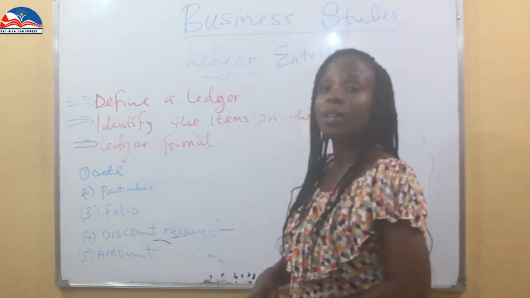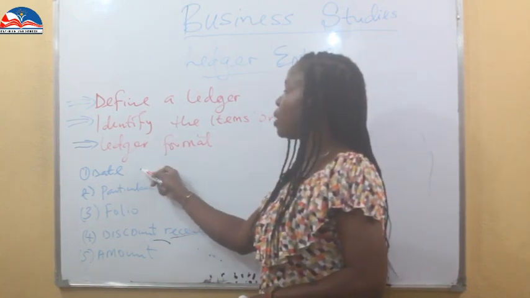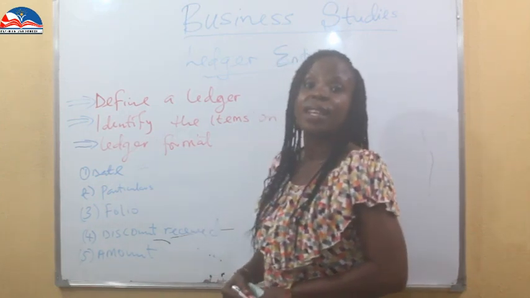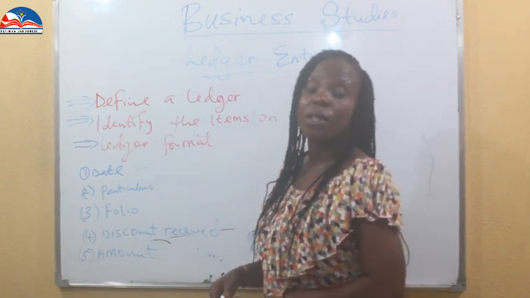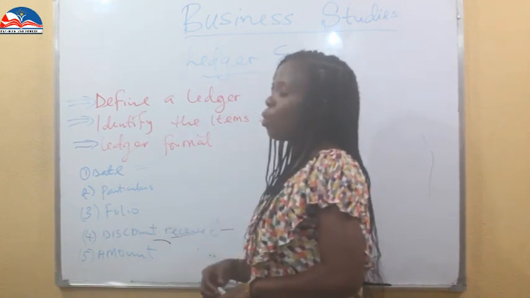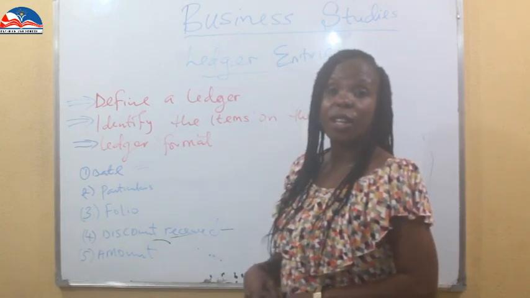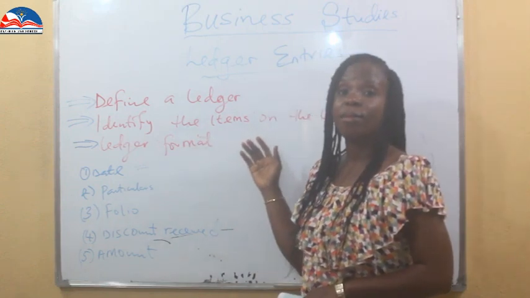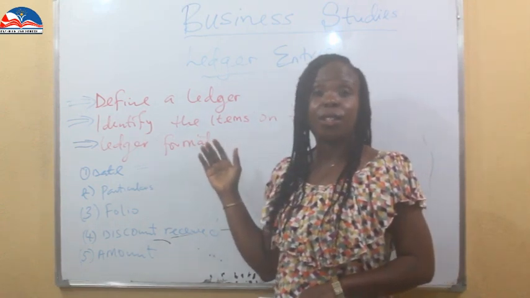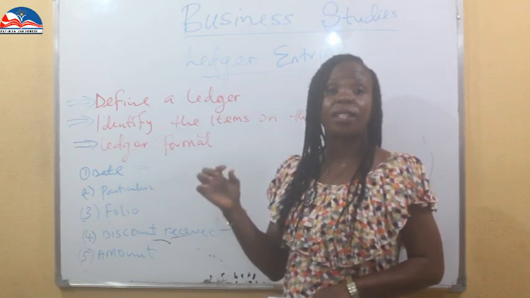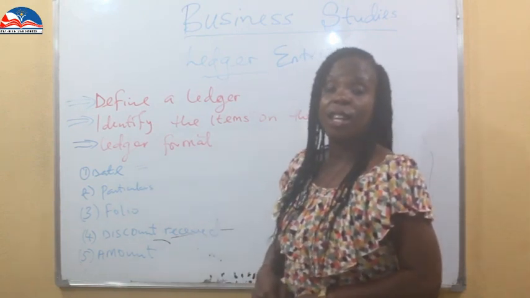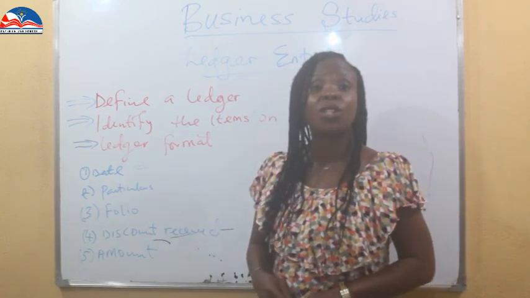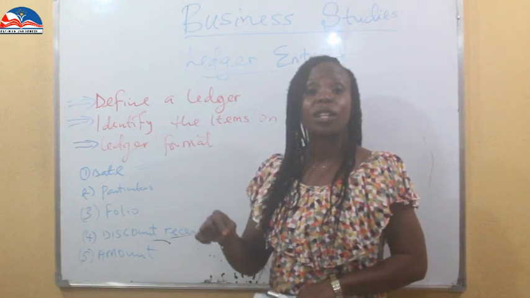What are the items found in the ledger? The date at which the journal entry was made, the particulars, what is it that is recorded there? Is it sales or what? Then folio. Remember that the ledger is a loose leaf with pages that have numbers. And so the folio is the number or the page number in which the transaction entry occurred.